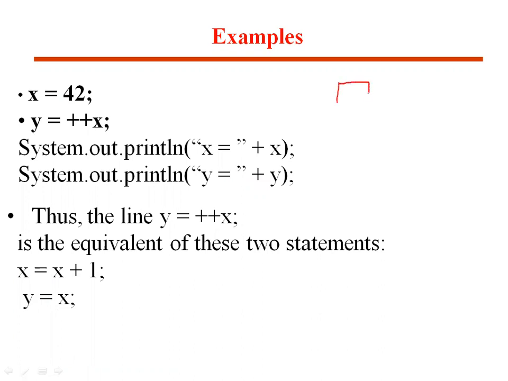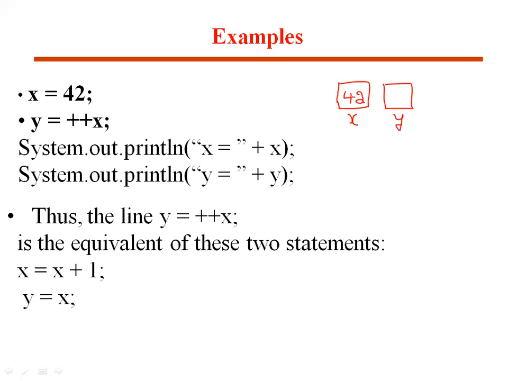If this is the memory allocated for x, and this is the memory allocated for y, x is initially 42 here, and y has no value. Now see here, y is equal to plus plus x. There are two operations here, increment and assignment. Pre-increment, this plus plus x, means first increment, then assign. Before assigning, first you increment. That is what we are informing the compiler.